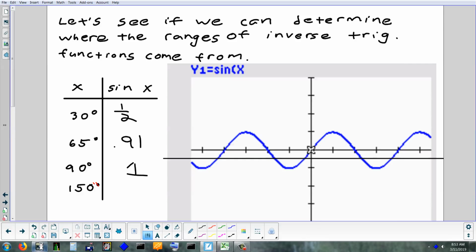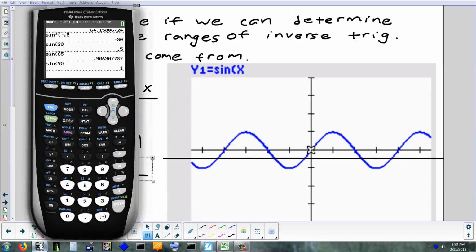All right, and we kind of already did this a little bit, but if I did the inverse sine of 1/2, what number would I get? 30. What if I did the inverse sine of 0.91? What would I get? Yeah, maybe I'd get about 64.999 because I rounded it. And what if I did the inverse sine of 1? I would get 90. Right? Well, let's do the sine of 150.